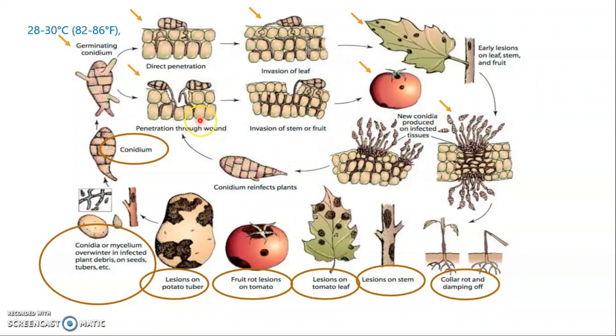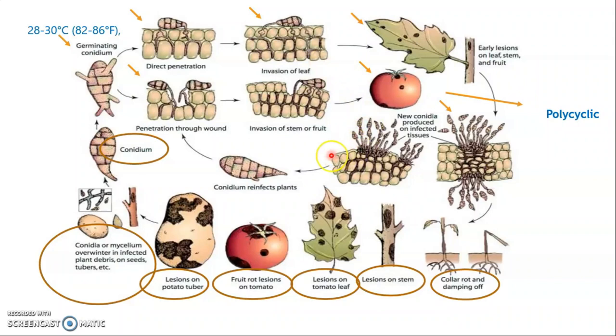In the same season, conidia are produced, they infect the plant, conidia are produced, they infect the plant, conidia are produced. So in the same season, the conidia infect plants many times. That kind of cycle is called polycyclic. Early blight is a polycyclic disease, and the pathogen is a polycyclic pathogen. So remember this, because in the same season the plant is infected and then produces conidia, then is infected again, then produces conidia. In this way the cycle has completed.